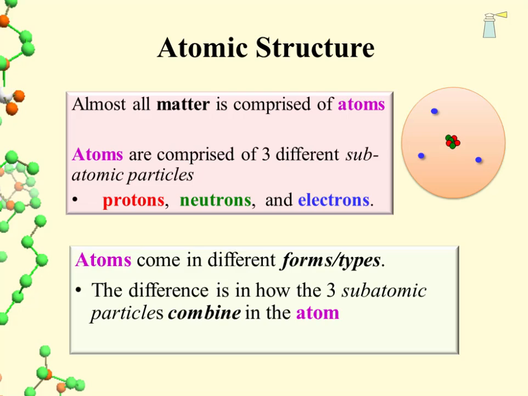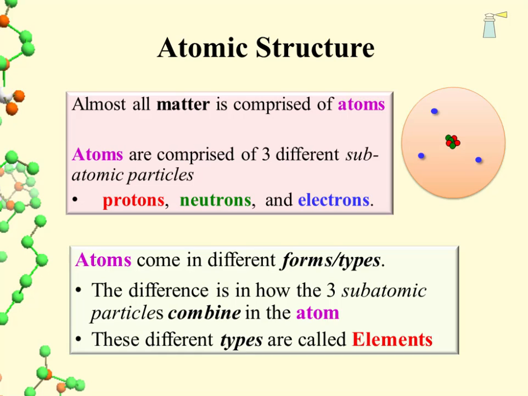We will describe these three subatomic particles in some detail. As you might know, atoms come in different forms or types. The difference is in how the three subatomic particles combine in the atom. These different types are called elements. Elements are a type of matter, and atoms are a particular particle of that element type. Atoms and elements can sometimes be confused, and we will clarify that distinction shortly. But first, let's review the characteristics of the subatomic particles.